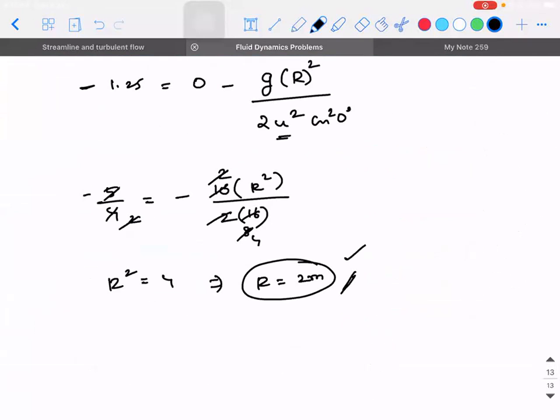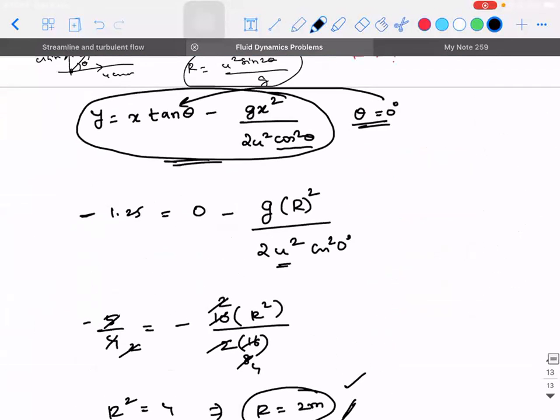Sir, the formula x tan theta minus g x square by 2u square, when will I use it, sir? Projectile, wherever you see a parabolic path, you can use it, irrespective of where the object is projected from. But when you're using this, you need to be very careful about which point you're choosing as origin.